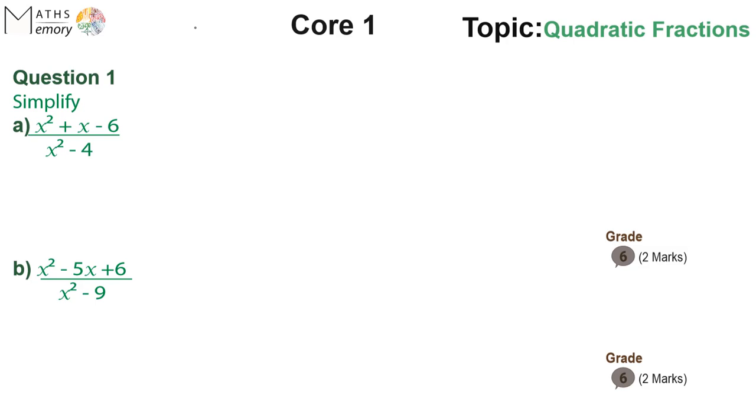Question 1, core 1. So press pause, write part A and B down, and press play when you're ready. So here we're dealing with different types of factorizing problems, all within a fraction, hence the word quadratic fractions for this topic over here. So let's identify this numerator, x squared plus x minus 6.